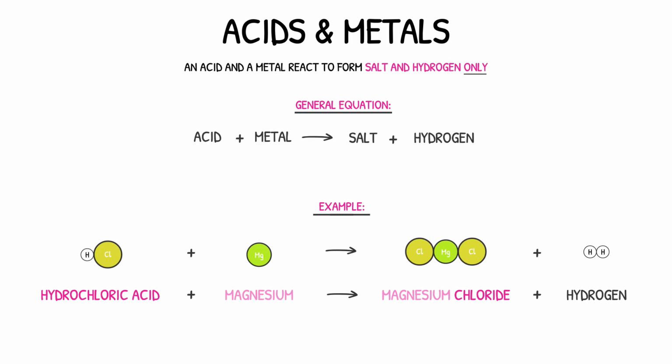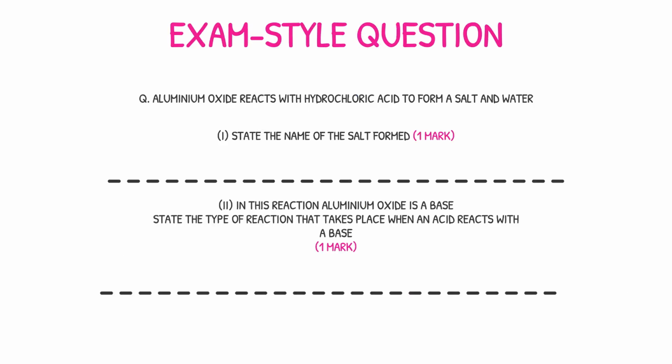Once again, we see that the name of the salt is determined by the metal in the acid used during the reaction. Here's an example of a past paper question that you can attempt to test your understanding of the concepts covered in this video. Pause the video and take your time to work it through. Press play once you're ready to check your answers.